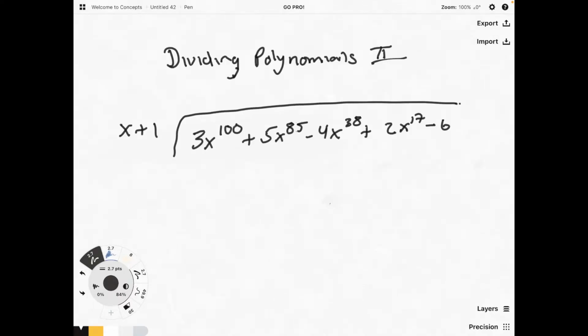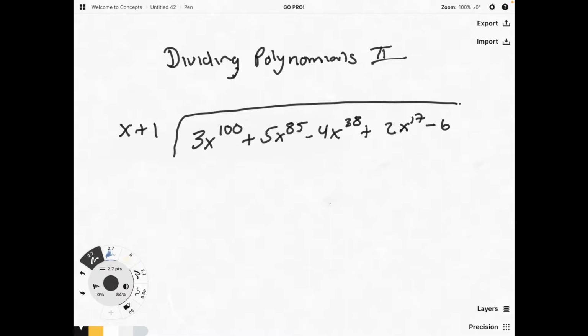Our problem asks to find the remainder of the polynomial 3x to the 100 plus 5x to the 85th minus 4x raised to the 38th power plus 2x raised to the 17th minus 6, and we're going to divide that function by x plus 1. And again, the question asks us to find the remainder. So typically what we've done in the first video is we would have to write out all of our zero coefficients from 100 down to 0. And then we would ask ourselves, how many times does x go into 3x to the 100? Well, that would take a very, very long time.